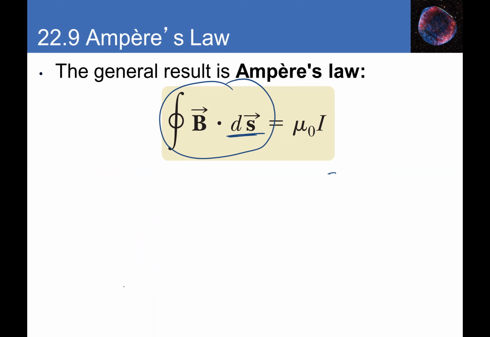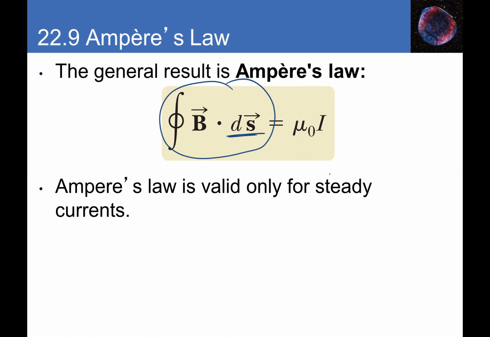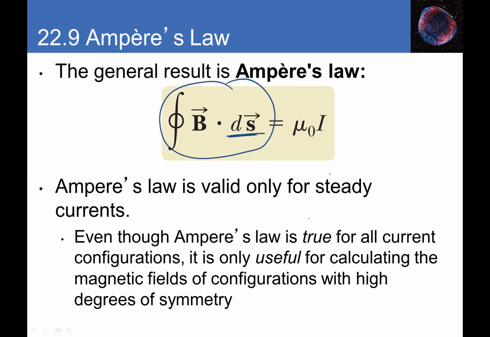All right. So Ampere's law is valid only for steady currents. Okay, so it cannot be time varying currents. Even though Ampere's law is true for all current configurations, it is only useful for calculating the magnetic fields of configurations with high degrees of symmetry.